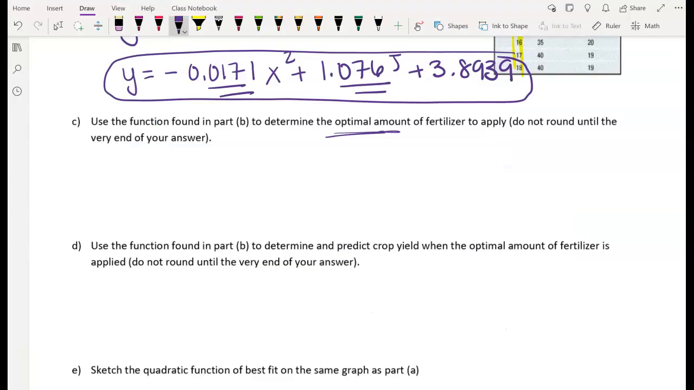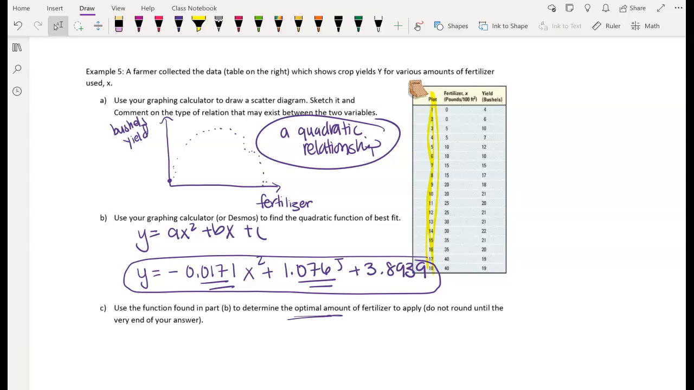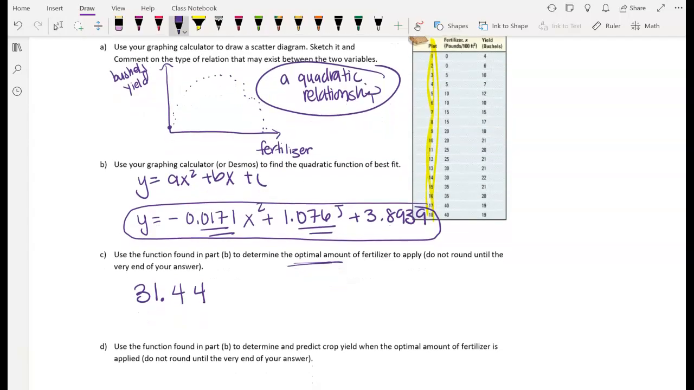So we can go back to our notes. Use the function found in part B to determine the optimal amount of fertilizer. Remember, fertilizer is the X value, so we only need to answer the X value. The unit of that is pounds per 1,000 square feet. So let's write that. It's going to be 31. Do we want to round to 2 decimal places? Let's keep it. So that means it's 31.44, and the unit for X fertilizer is pounds for every 100 square feet.